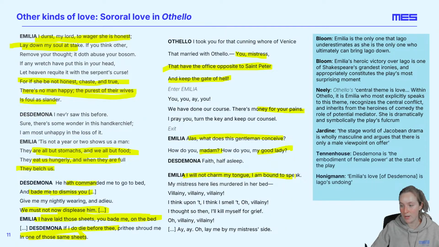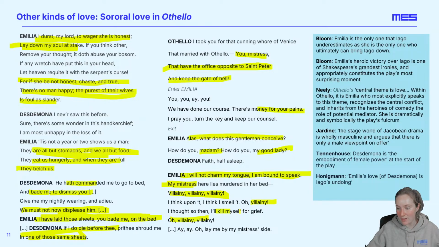She says, even when Iago is threatening her to be quiet, "I will not charm my tongue, I'm bound to speak." This idea that she has to speak to defend Desdemona, this idea of duty there, as Lucy said, duty and love here. "My mistress", again, this idea of possession here and a close bond in their relationship, and her seeing it for what it is, villainy here.